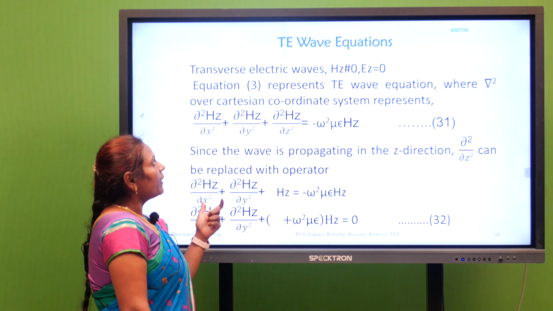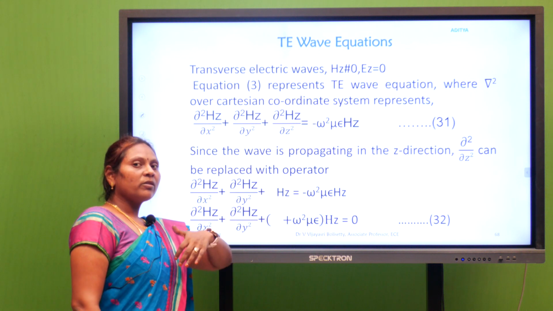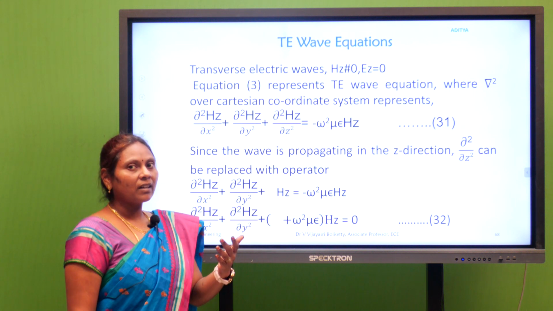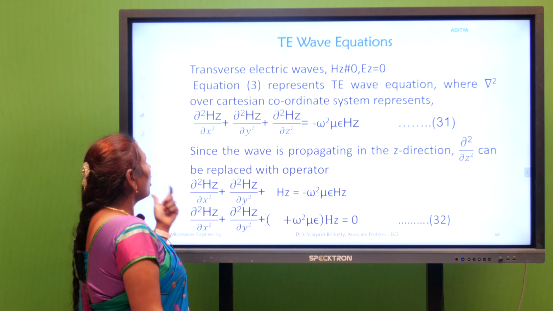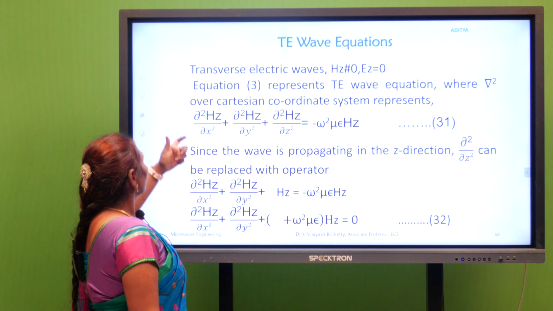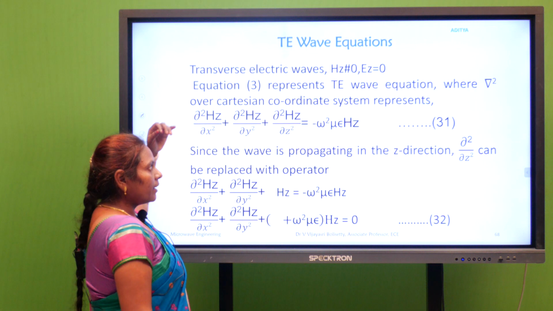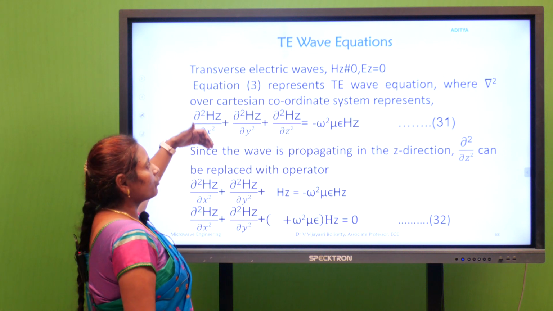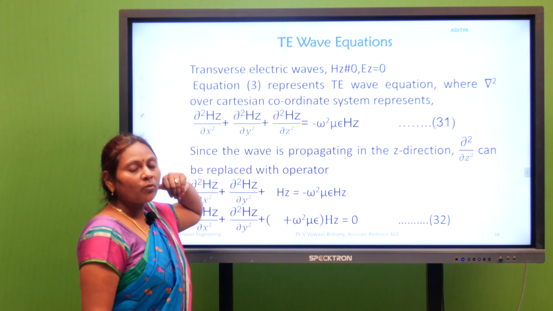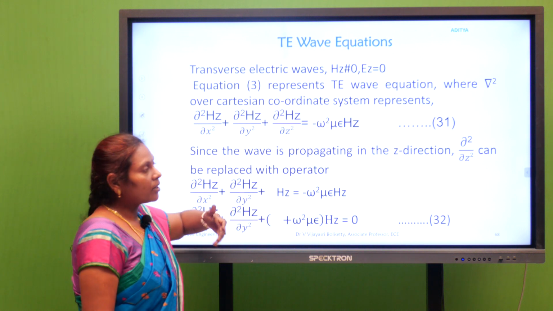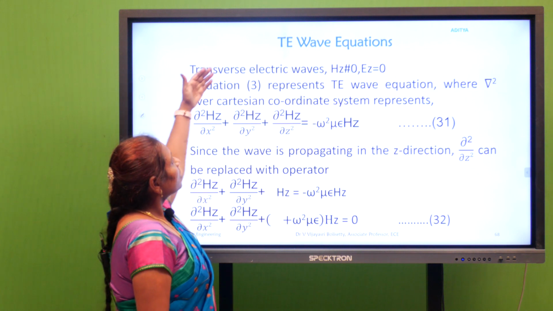Let us see TE wave equations. To obtain the TE wave equation, as we have seen in the previous sessions, we have discussed the Maxwell's equations. So, now let us see directly what a transverse electric wave is. From the Maxwell's equations we obtain the Helmholtz wave equations, and we apply this Helmholtz wave equation in the Cartesian coordinate system and derive the TE wave equation. See, transverse electric wave.